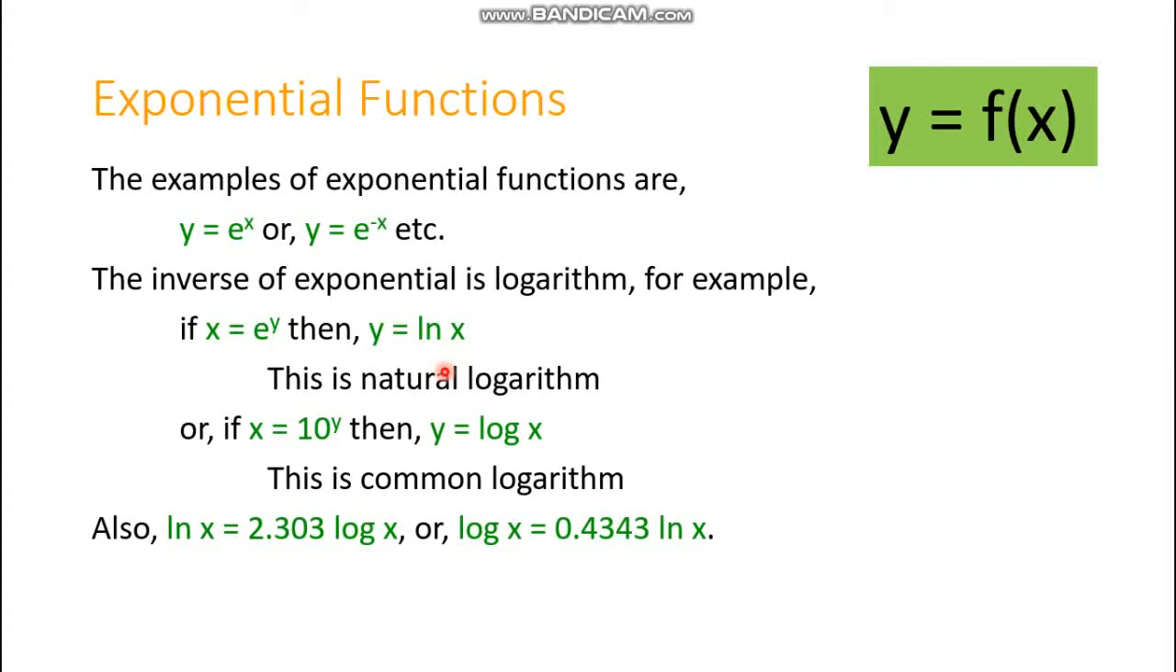If the base is 10, that means x equals 10 to the power y, then y equals log x. Here the base is 10, there the base is e. Okay, so this is known as the common logarithm when the base is 10. And the relationship between natural log and common log is ln x equals 2.303 log x, or in the reversed order, log x equals 0.434 ln x.